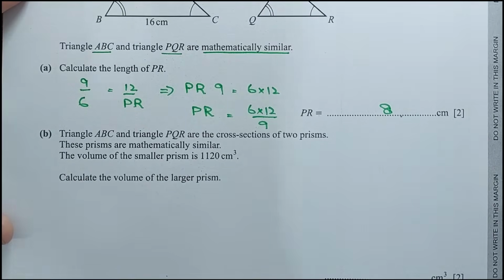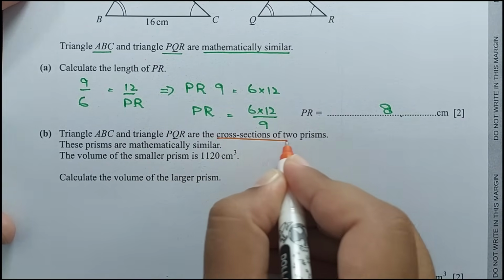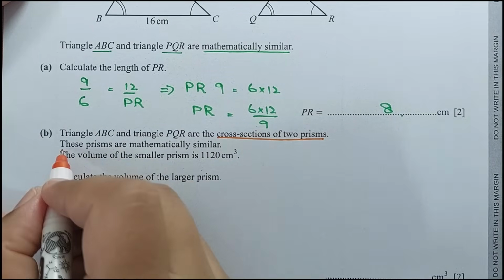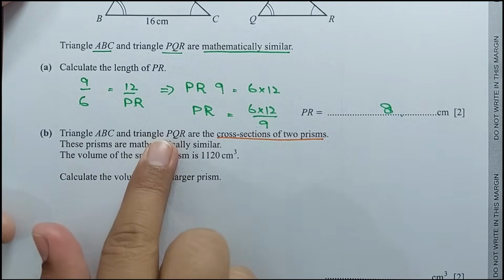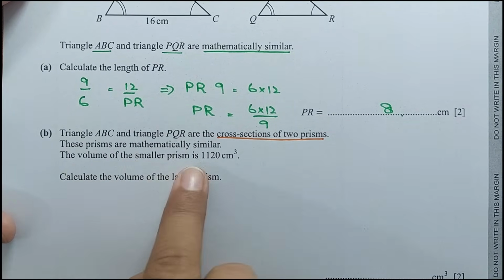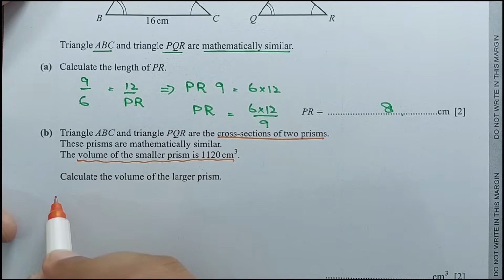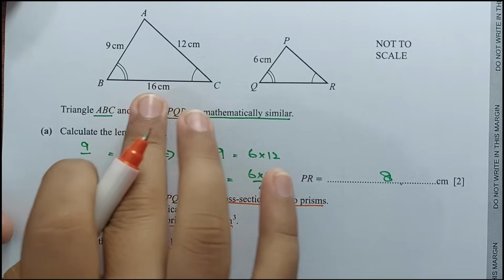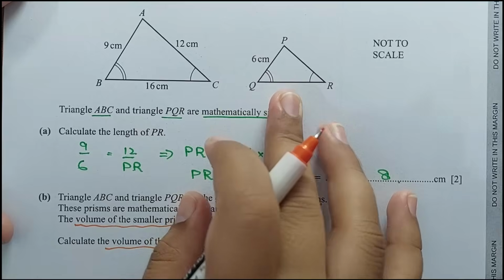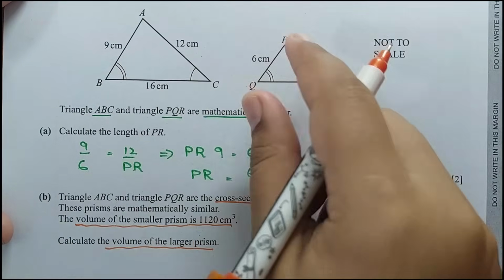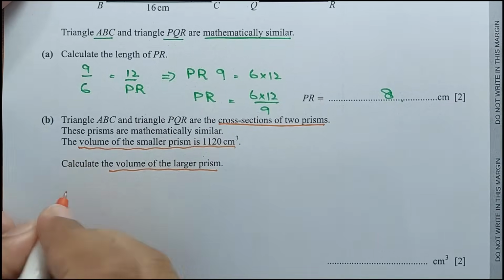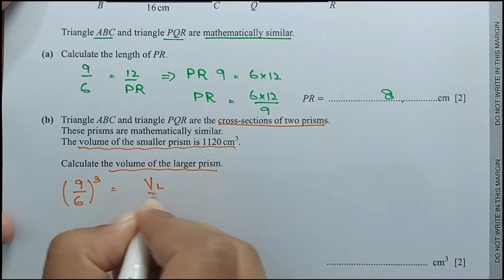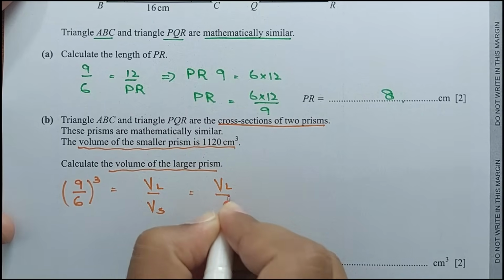Moving to part B, triangle ABC and triangle PQR are cross sections of two prisms. These prisms are mathematically similar. So we have two prisms, and these two triangles are the cross sections. We are given the volume of the smaller prism. Calculate the volume of the larger prism. So now the larger one is obviously ABC and the smaller one is obviously PQR. So the larger one side you can pick as 9 and the corresponding side as 6. So the ratio of 9 over 6, its whole cube, equals the volume of the larger over the volume of the smaller.